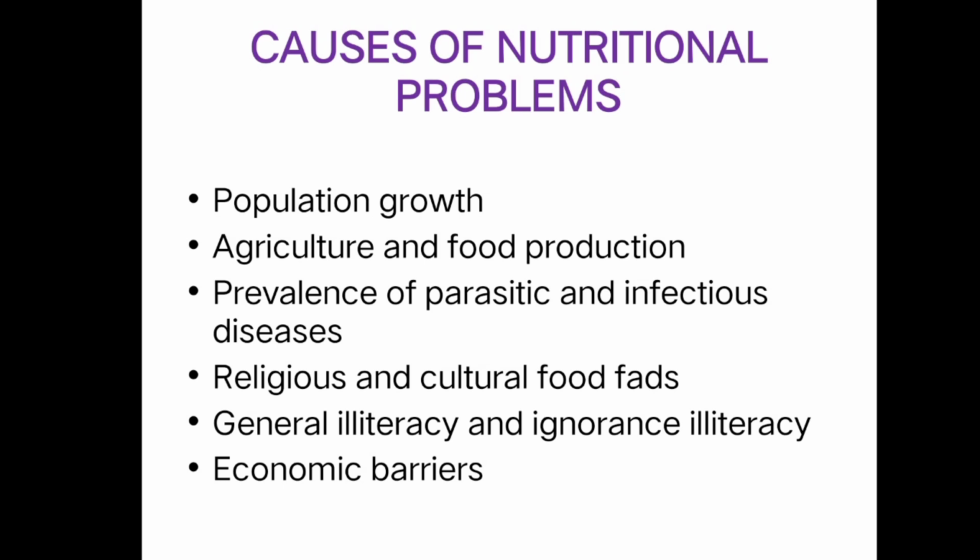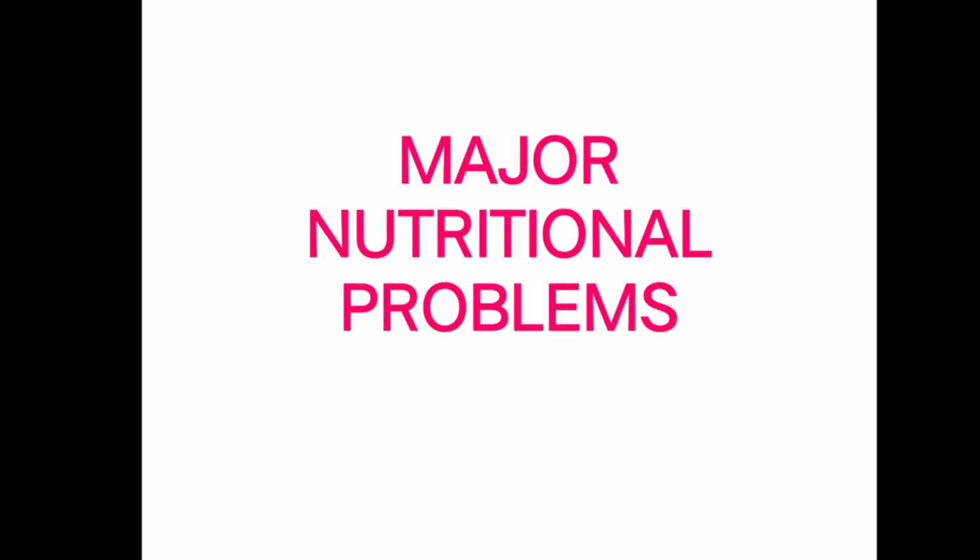So these are the causes of nutrition problems: population growth, that is increased population growth and scarcity of resources like agriculture and food production, and prevalence of parasitic and infectious disease. Next is religious and cultural food fads, general illiteracy and economic barriers. So we will now one by one see what the major nutritional problems are. We will see in detail.